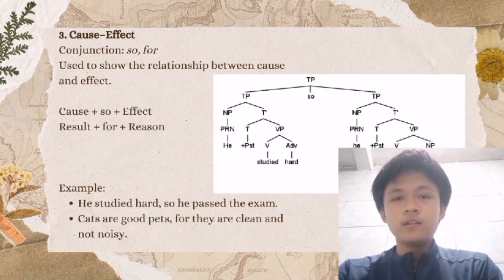The third relationship is cause and effect, which is expressed by so and for. The conjunction so shows the result, while for explains the reason. For example, he studied hard, so he passed the exam. In this sentence, the first clause functions as the cause, and the second clause functions as the effect.